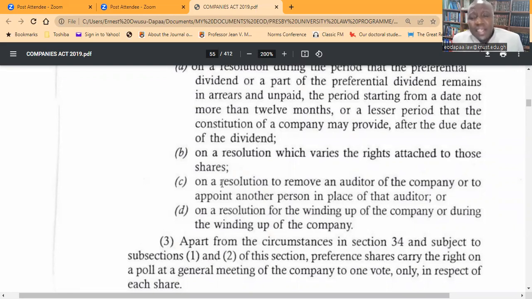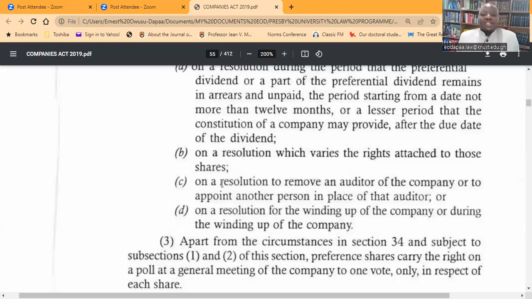So therefore, if you are going to change the auditor, the preference shareholder is entitled to attend and vote on it, regardless of whatever bar or prohibition the company's constitution might have provided. The preference shareholder will still be able to attend and vote on it.